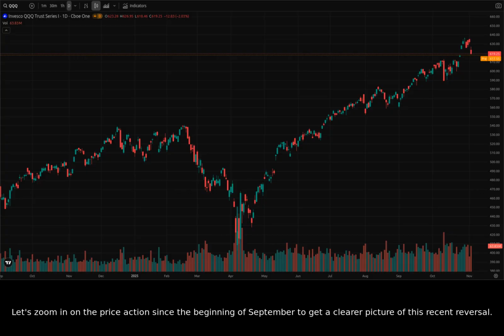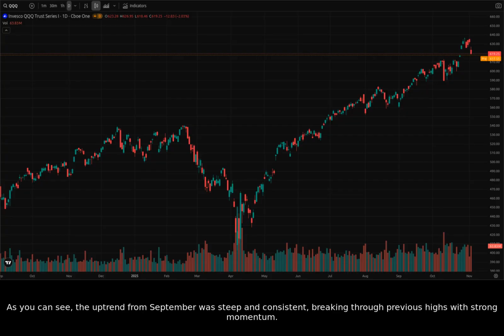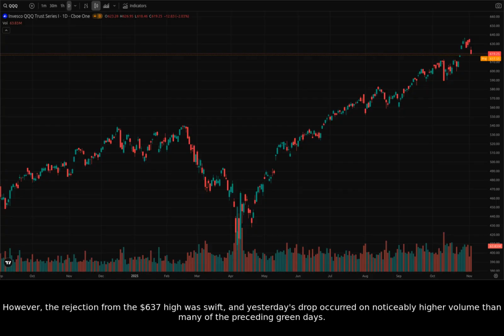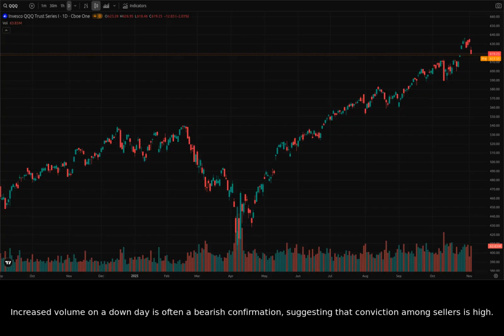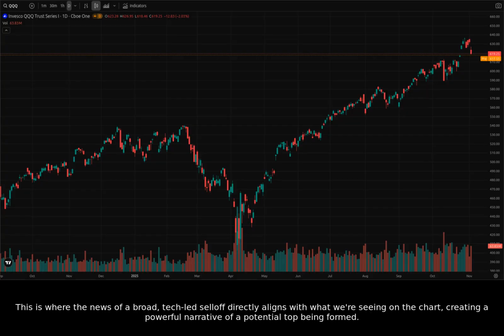Let's zoom in on the price action since the beginning of September to get a clearer picture of this recent reversal. As you can see, the uptrend from September was steep and consistent, breaking through previous highs with strong momentum. However, the rejection from the $637 high was swift, and yesterday's drop occurred on noticeably higher volume than many of the preceding green days. Increased volume on a down day is often a bearish confirmation, suggesting that conviction among sellers is high. This is where the news of a broad, tech-led sell-off directly aligns with what we're seeing on the chart, creating a powerful narrative of a potential top being formed.